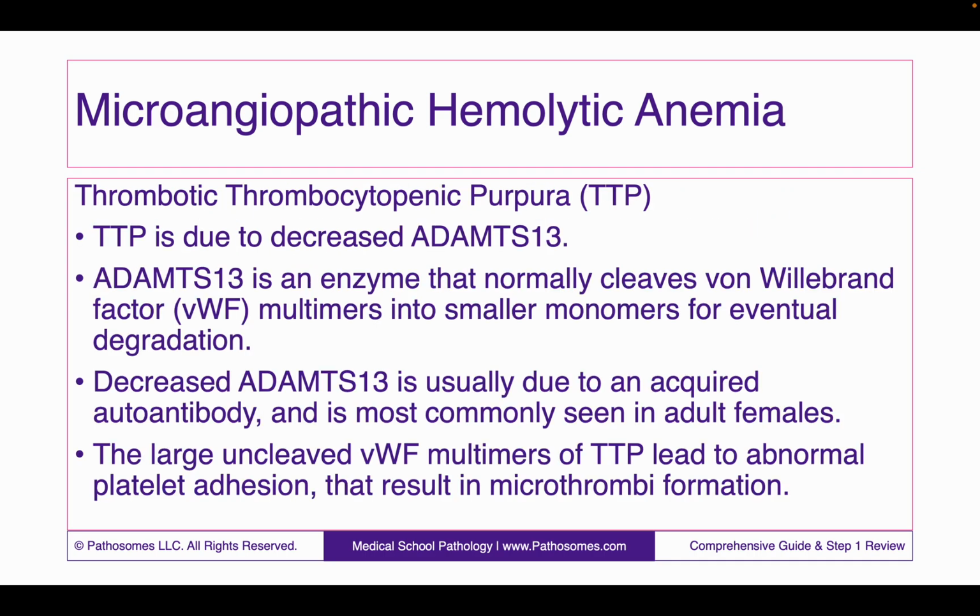Thrombotic thrombocytopenic purpura, or TTP, is due to decreased ADAMTS13. ADAMTS13 is an enzyme that normally cleaves the von Willebrand factor multimers into smaller monomers for eventual degradation. Decreased ADAMTS13 is usually due to an acquired autoantibody and is most commonly seen in adult females. The large, uncleaved, gigantic von Willebrand factor multimers of TTP lead to an abnormal platelet adhesion that doesn't really work, and that results in the microthrombi formation.